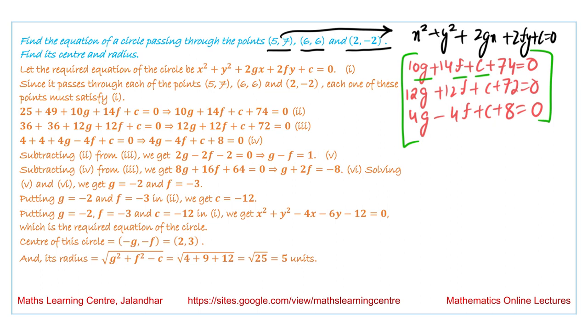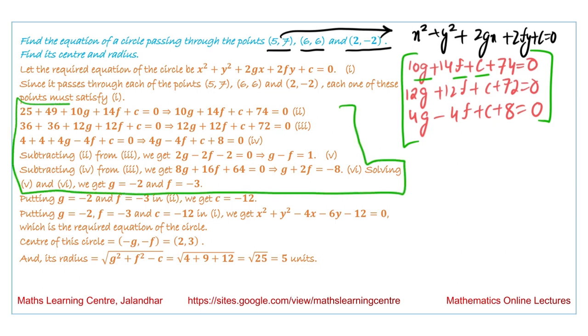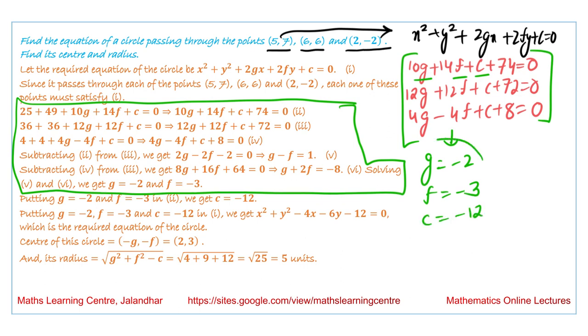If we solve these equations, you can look at these calculations over here. These are 3 equations and 3 unknowns, so we are going to solve these equations. On solving, you will get the value of g = -2, f = -3 and c = -12. These are the 3 values that you will obtain.